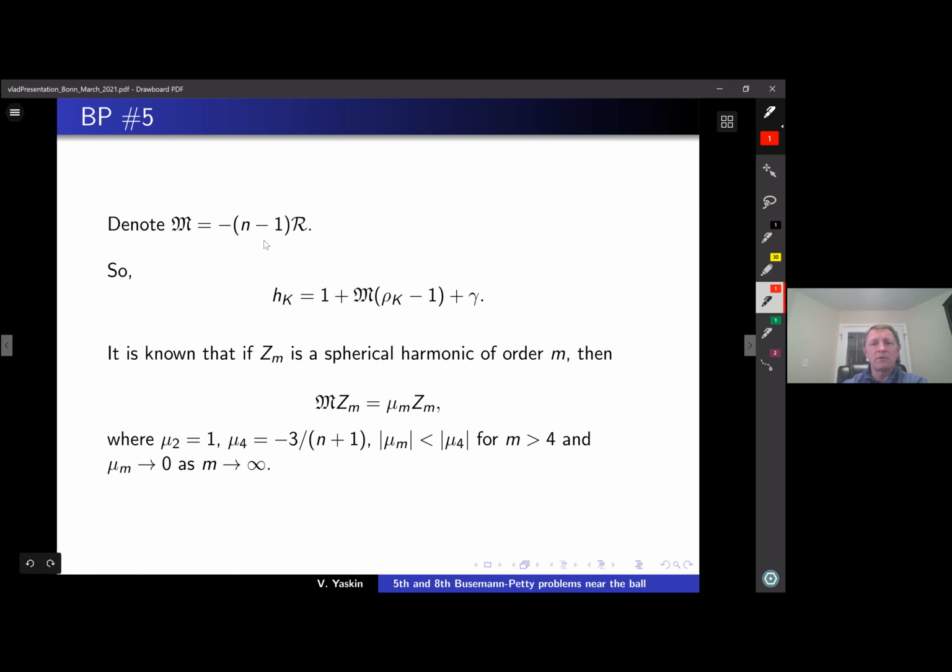So what do we know about the Radon transform? It acts as a multiple of the identity on spherical harmonics of order m. And we can compute these coefficients explicitly. Okay, these are known coefficients. So mu 2 is equal to 1, mu 4 is equal to negative 3 over n plus 1. It's already less than 1. And then the rest of the coefficients are even smaller, and they go to 0 as m tends to infinity.